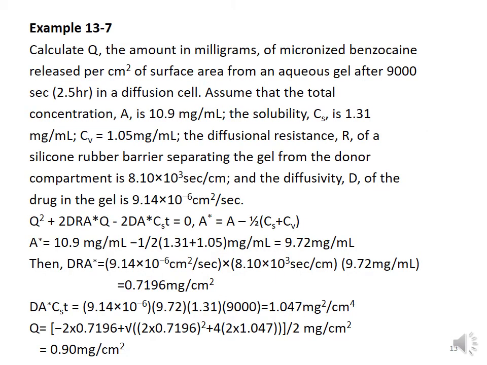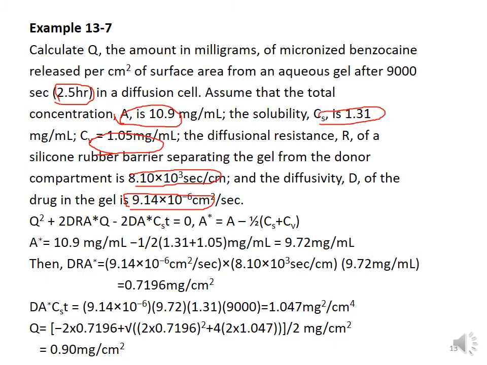This is an example of how the Bottari's model is applied to the experimental results. Calculate Q, the amount in milligrams of micronized benzocaine released per centimeter squared of surface area from an aqueous gel after 2.5 hours. Assume that the total concentration A equals 10.9 milligrams per ml, which is the dissolved and undissolved. CS is also given in the question. CV is given in the question. The R, the resistance, is also given in the question.